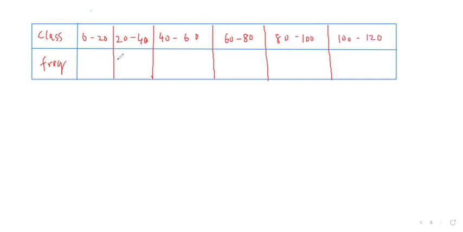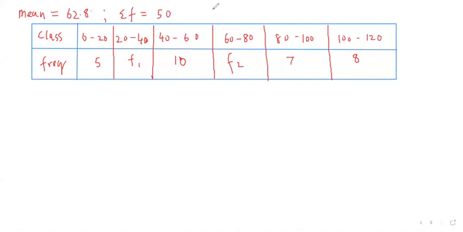Tell me the frequencies as well. 5, F1, 10, F2, 7, and 8. The mean of the following distribution is 62.8, and the sum of all the frequencies is 50.